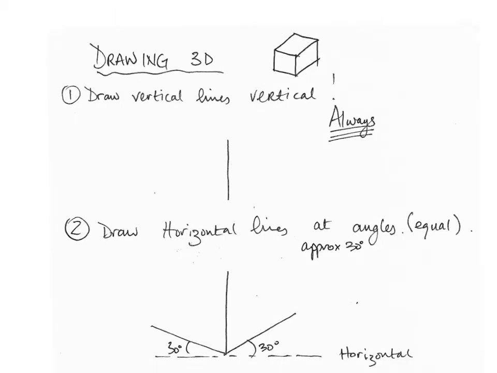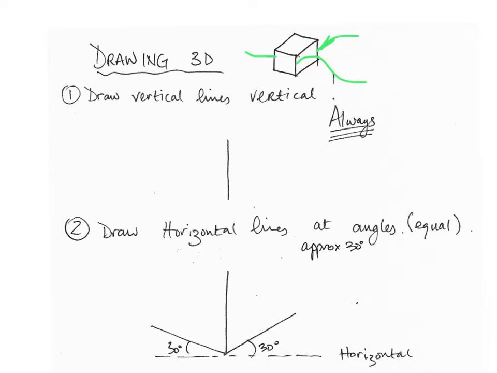So the first point is you always draw vertical lines vertical. So if I pause this for a wee second. Okay, so vertical lines are these lines here. That one, and that one. You can't see the fourth one because it's hidden at the back. But anything like the legs on your table would be vertical.